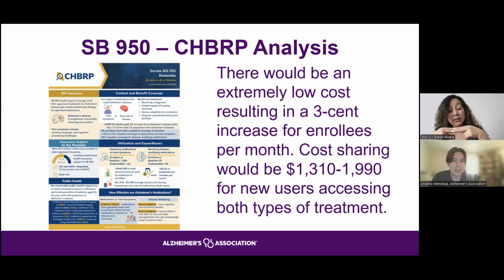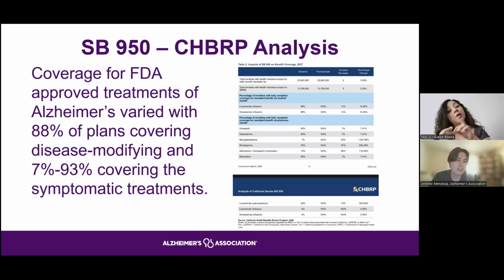What the report found in terms of coverage is that for the two disease-modifying treatments, they were covered at 88% for the plans that were analyzed. And then the symptomatic treatments had a very significant range. There was one covered as low as 7%, and one covered as high as 93%. So essentially, what the plans, I believe, are doing is covering one therapeutic equivalent within a subset for the symptomatic, and then the two disease-modifying treatments are not therapeutic equivalents, so the plans that are covering them are covering both. And then there's one plan that was identified as covering neither of them.